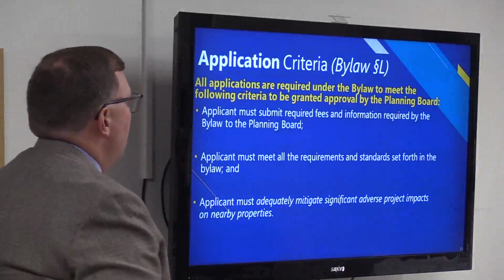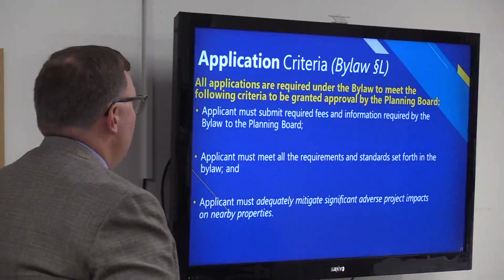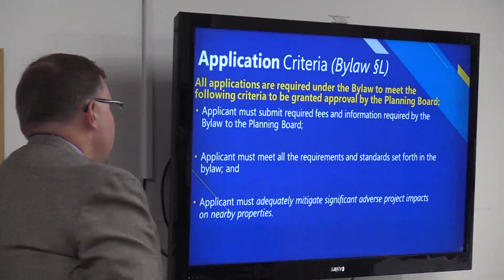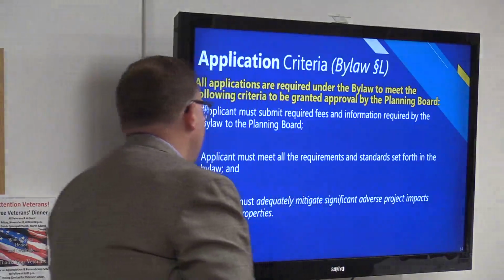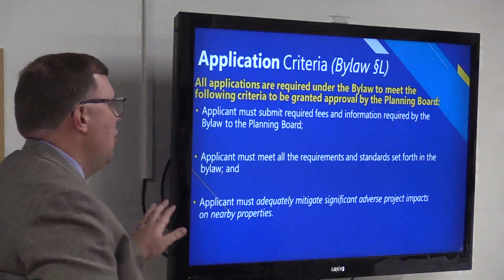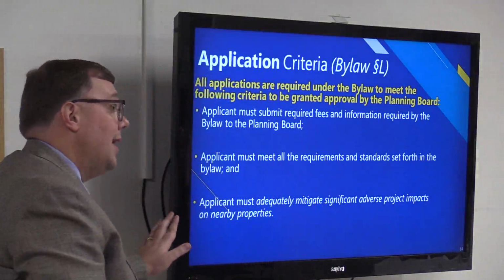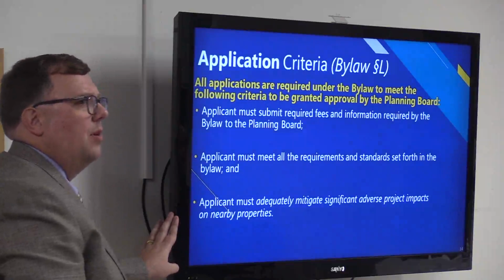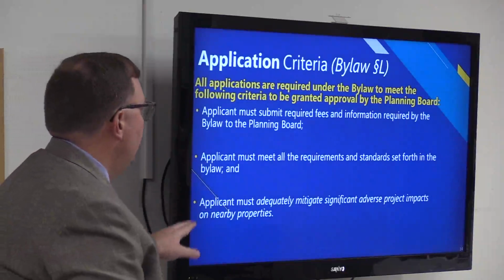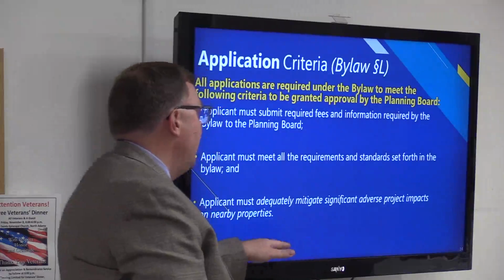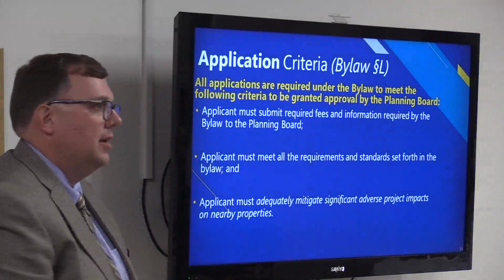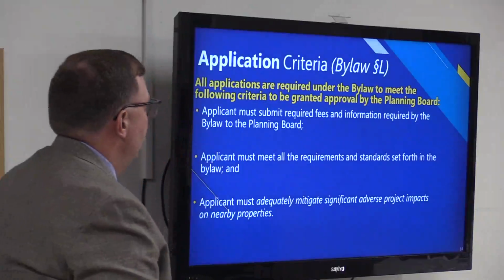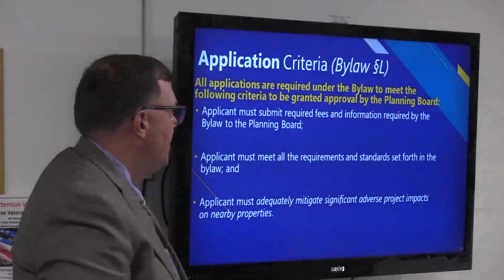The applicant must submit the required fees and information required by the bylaw to the planning board. The applicant has to meet all the requirements and standards set forth in the bylaw, and the applicant must adequately mitigate significant adverse project impacts on nearby properties. I think that third bullet is probably the most important to highlight if you're an abutter wondering what's going to happen next door to me if we do this as a community. The applicant must adequately mitigate significant adverse project impacts on nearby properties. So you will have the ability to step in there and comment on what is happening on the property next door.